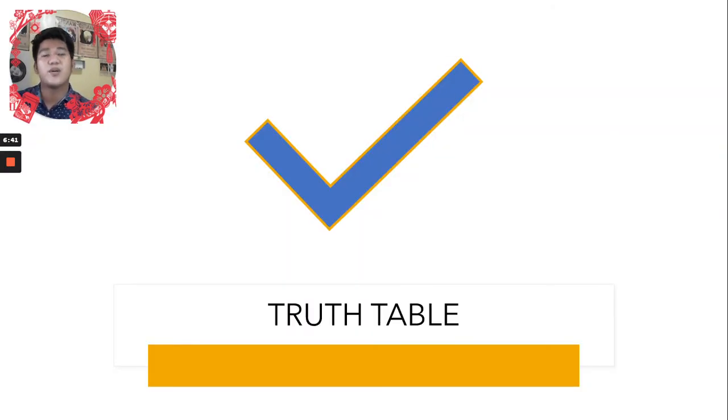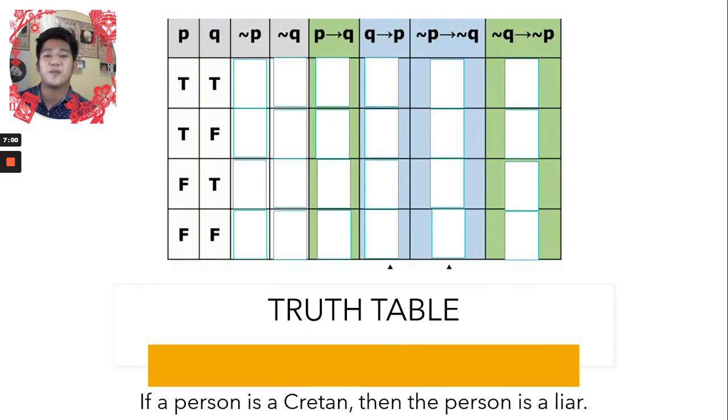In our truth table, we can tell if the given statement will be true or false. If the inverse of the conditional statement is true or false, the converse and the contrapositive also may be true or false. It depends, okay? Let's see with a given example. We have here the truth table, and we're going to use the statement given by Epimenides: if a person is a Cretan, then the person is a liar. So this is the statement.